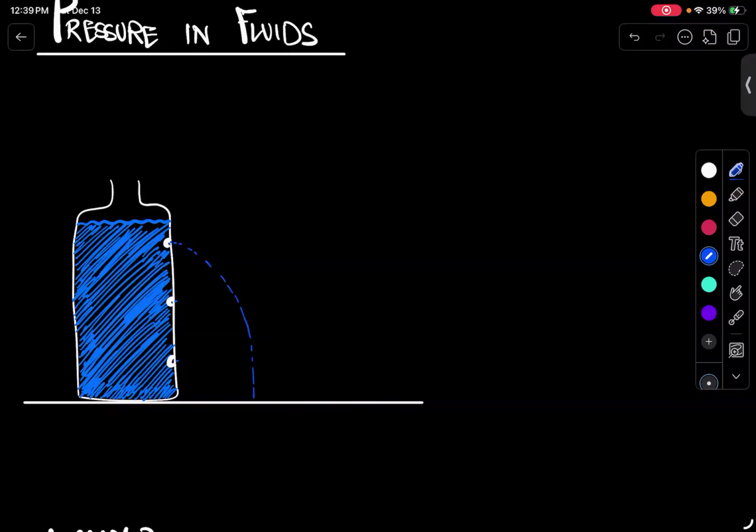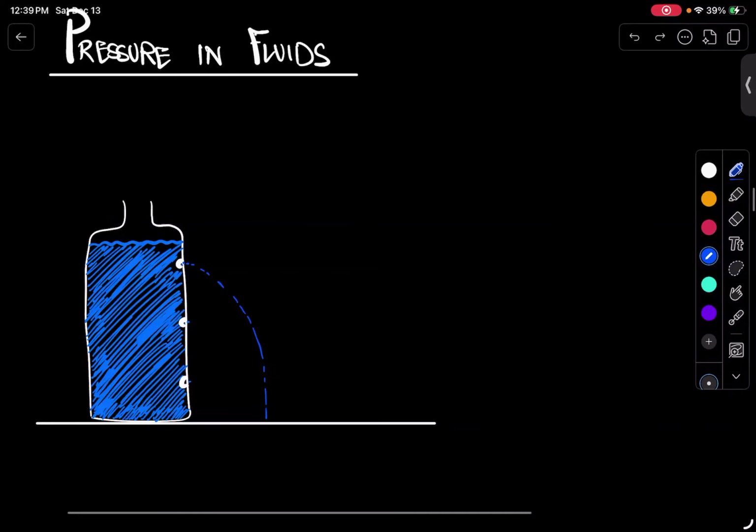What do you think, Anya? What happens to the stream over here, the second hole? Does it get stronger or does it get weaker? It gets weaker. I want you to try that out now. It gets stronger. It is going to get stronger.